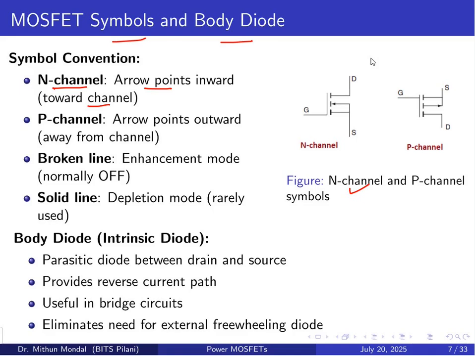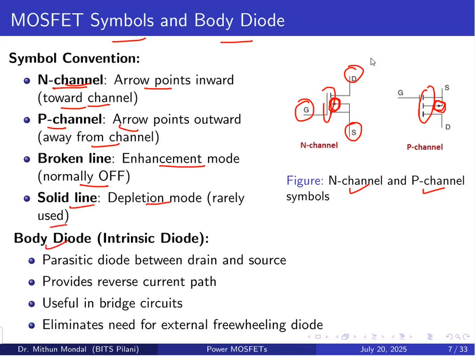So here you can see the 2 important MOSFETs. One is the N-channel MOSFET and another is the P-channel MOSFET. These are the 3 terminals, gate, source and drain. And this arrowhead is the one which represents the difference between the N-channel and the P-channel. When we talk about the N-channel, it will be towards the channel. Whereas for the P-channel, the arrowhead will be away from the channel. There is a broken line here which represents the enhancement mode, which is normally the off state. The solid line is the depletion mode, and it is rarely used.